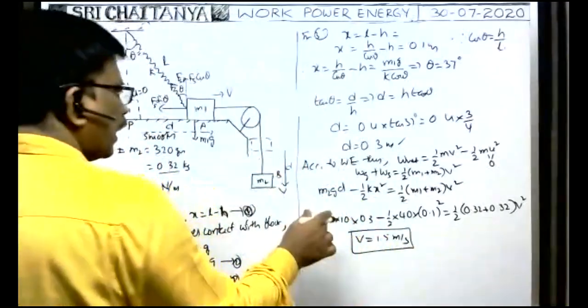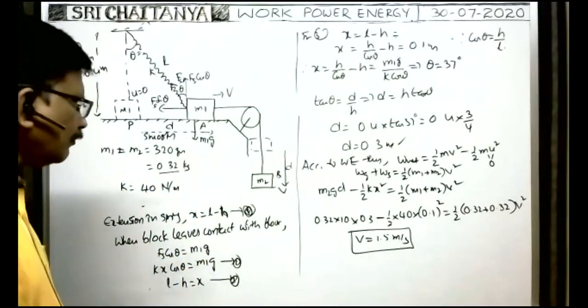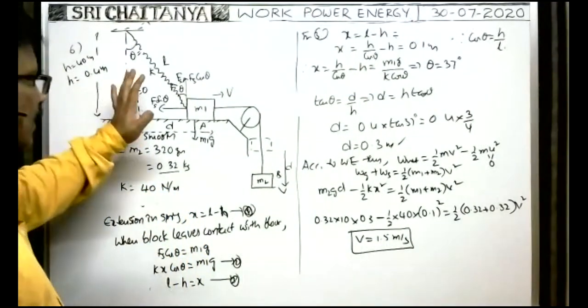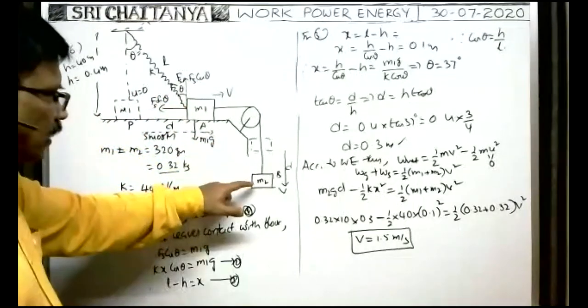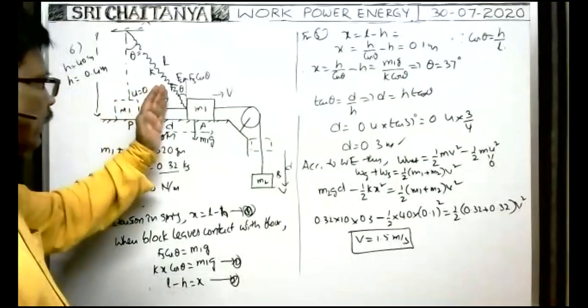The velocity of each block becomes 1.5 meter per second. So in this way we had to do. First here, whenever the system is released, because of gravitational force acts on the block m2 downwards, this block is pulled in this direction.